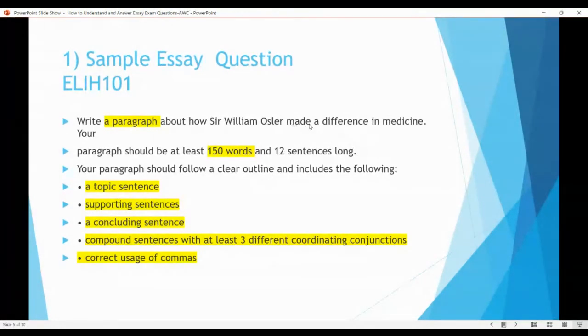Made a difference. Again, made a difference is a very important phrase here. Made a difference in medicine. You need to highlight this as well.